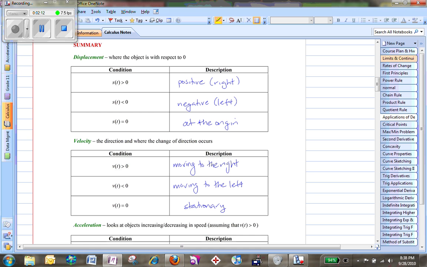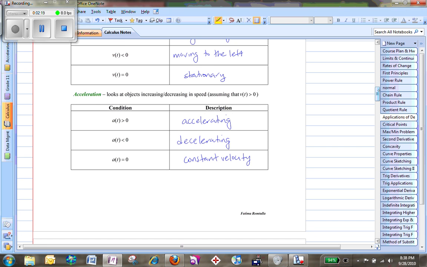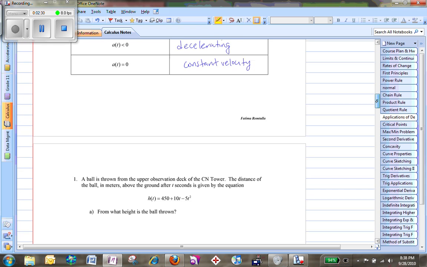Acceleration looks at objects increasing or decreasing in speed. So, if a of t is greater than 0, then the object is accelerating. If a of t is less than 0, then the object is decelerating. And if a of t is equal to 0, then that's called a constant velocity. It's neither accelerating nor decelerating.